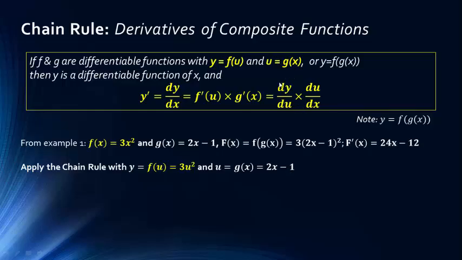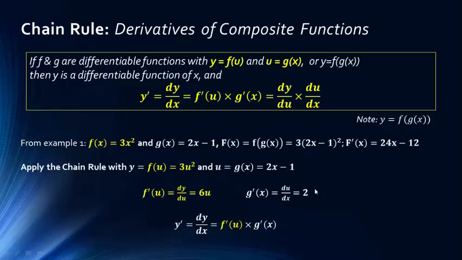So what we're going to do is first take the derivative with respect to u, which is here, and we get 6u. And then we take the derivative of u with respect to x, the inside function, and the derivative of u, which is 2x minus 1, with respect to x, is simply 2, right? Because the derivative of negative 1 is 0. And then the answer is the product of these things, so it's 12u. And remember to substitute u back in, we get 24x minus 12 when we substitute back in 2x minus 1 for u. Okay?